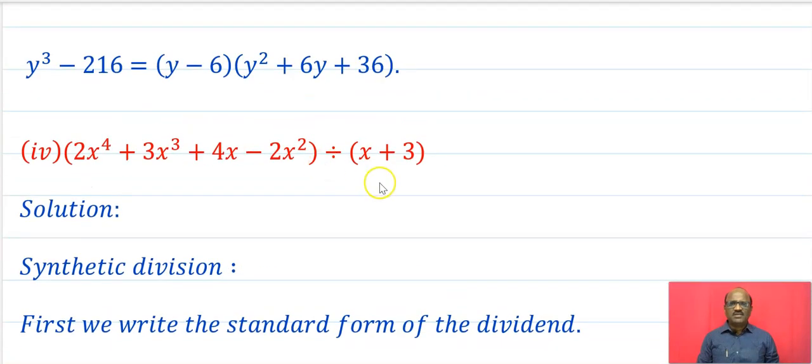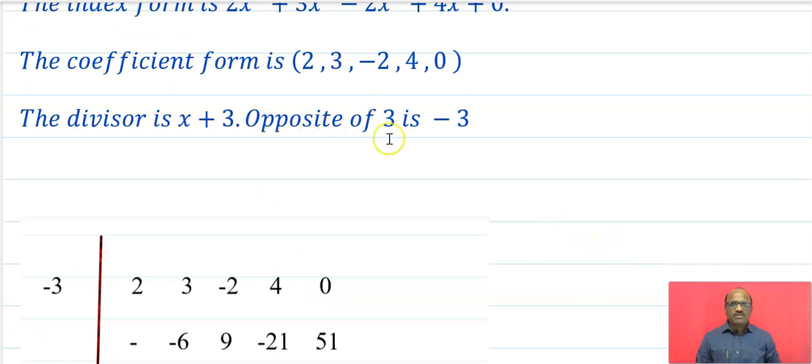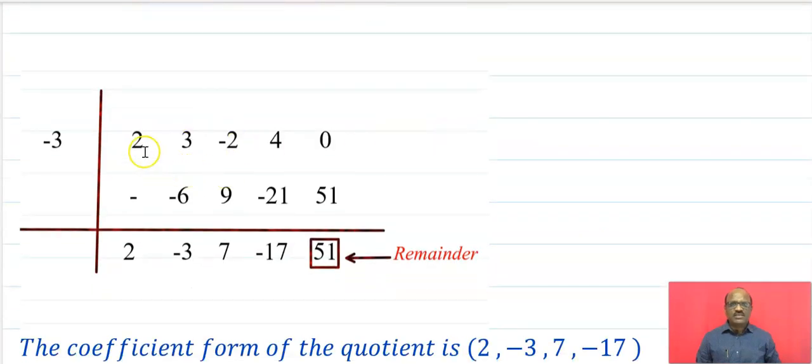What about the divisor? The divisor is x plus 3. What is the opposite of 3? It is minus 3. The opposite of 3 is minus 3 and the coefficients are 2, 3, minus 2, 4, 0. 2 is as it is. Minus 3 into 2, minus 6. Minus 6 plus 3, minus 3. Minus 3 into minus 3, that is 9. Minus 2 plus 9, that is 7. 7 into minus 3, minus 21. Minus 21 plus 4, minus 17. Minus 17 into minus 3, that is 51. 0 plus 51, 51 is the remainder.